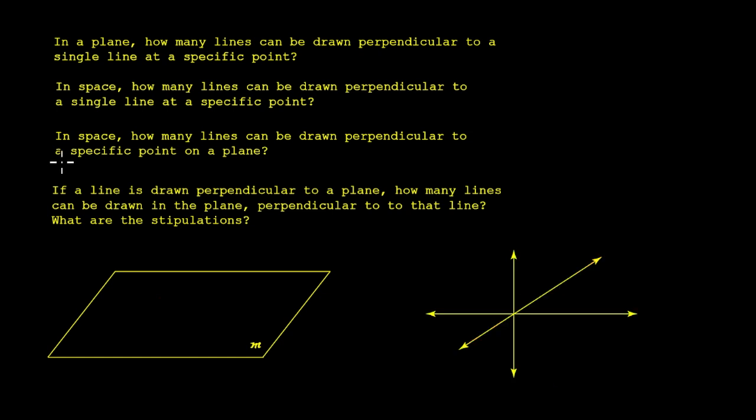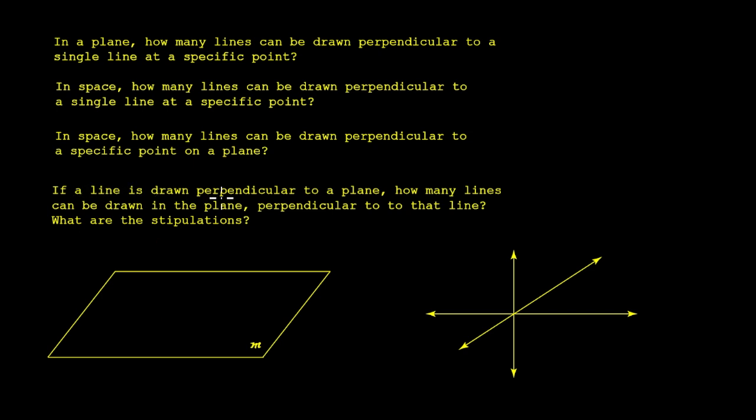Next, in space, how many lines can be drawn perpendicular to a specific point on a plane? Let's say we have this plane here, and I have that point right there. We can draw one and only one line that is perpendicular to that plane. Again, you can think of it as if this plane has a particular pitch to it or a slope in space. If this line is perpendicular to it, that gives us a specific slope again, and we have a specific point, and a point and a slope determine a line.